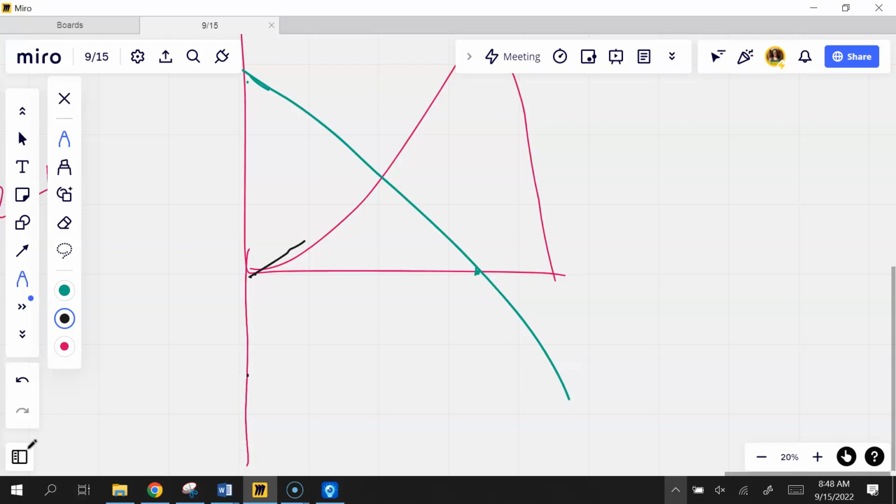Negative and then steeper. And steeper, as you go.